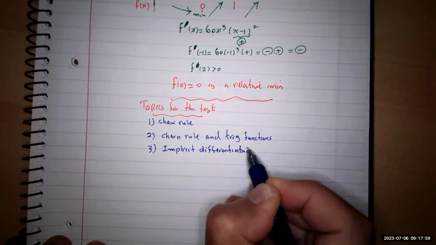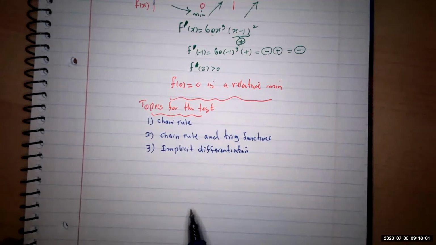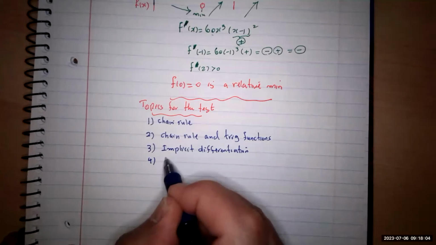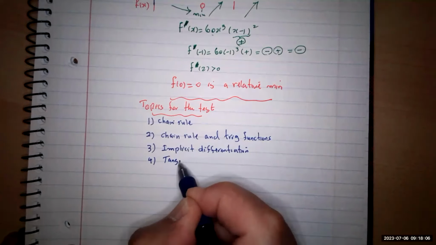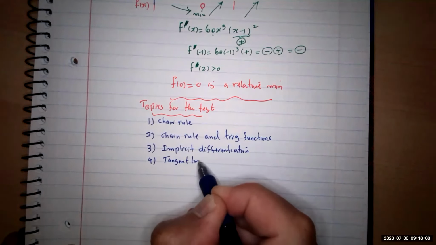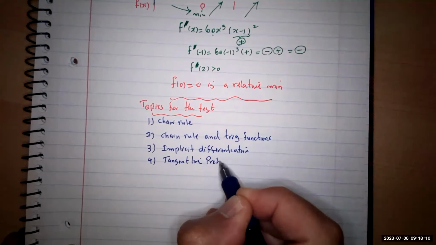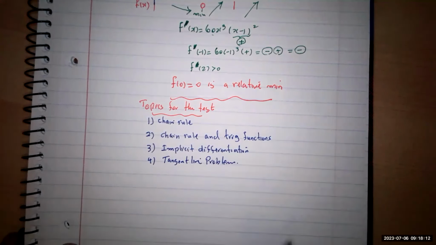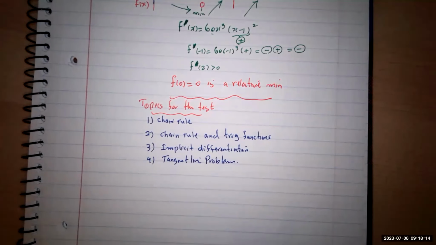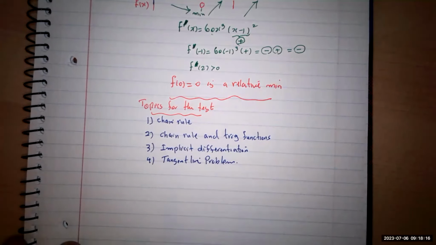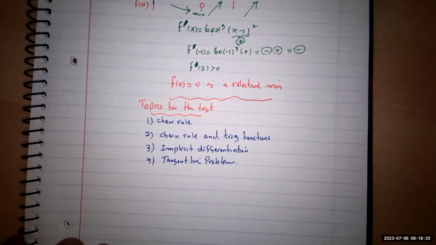Remember the one where you have to find y prime or dy/dx. Number 4, tangent line problem. Remember, the tangent line problem covers two types of functions, like in your quiz: explicit and implicit differentiation. Again, as on the one on the quiz.